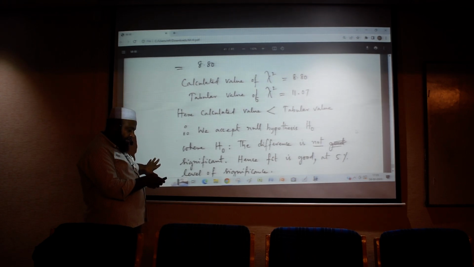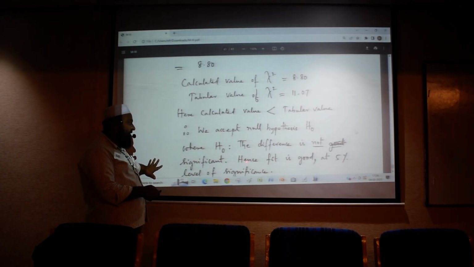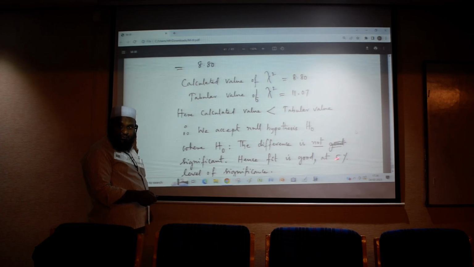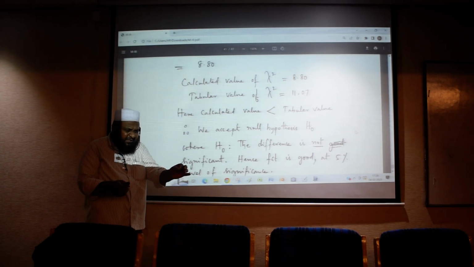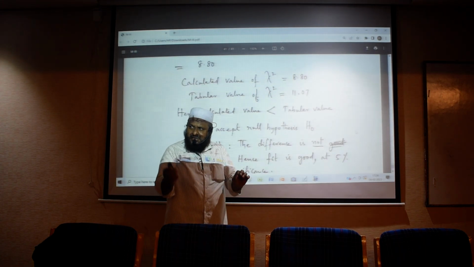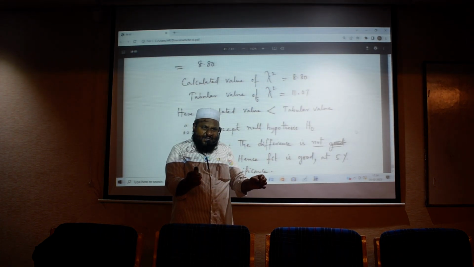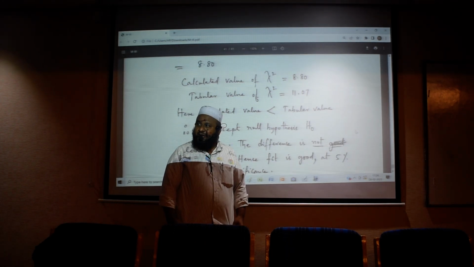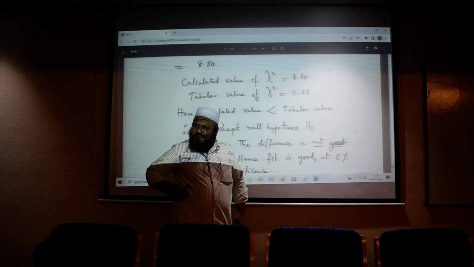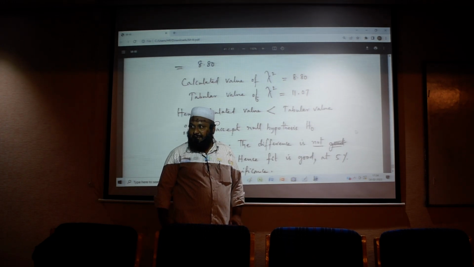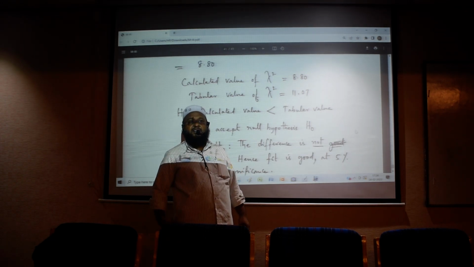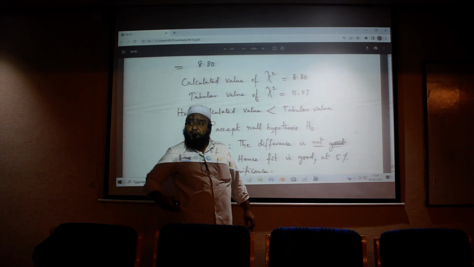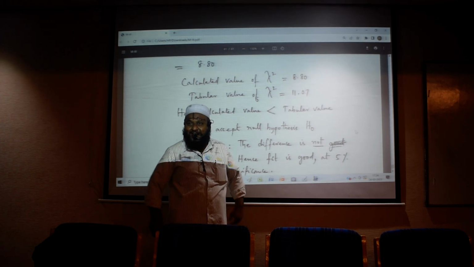The difference is not significant. Hence the fit is good. Not significant means not much difference. There is a minor difference, so the fit is good. If I take a ready-made shirt and a minor difference is there, what do you say? It is a good fit. But if it is this much long, then I'll say the fit is not good, because the difference is more. I hope you understood.